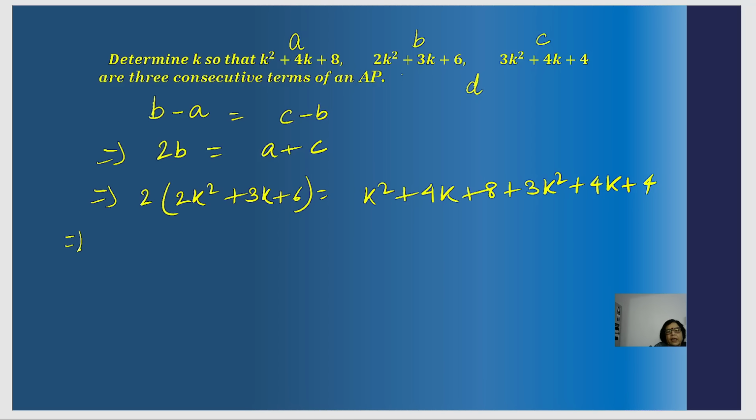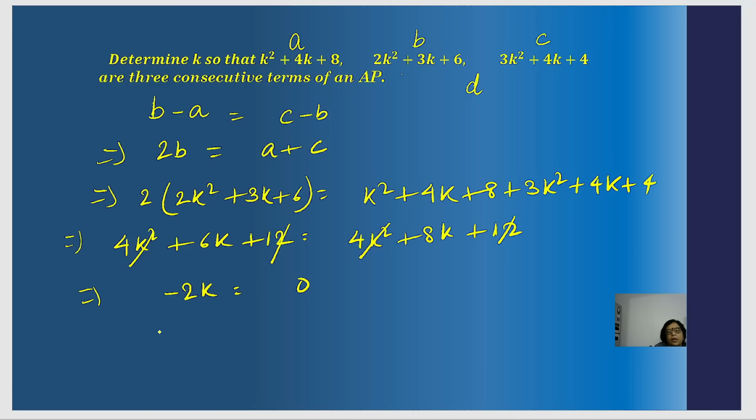Simplifying the left hand side and the right hand side, we get here 4k squared plus 6k plus 12 is equal to 4k squared plus 8k plus 12. So on the left hand side we have positive 4k square, this 4k square gets cancelled with this one, and plus 12 and plus 12 get cancelled. And now we are left only with minus 2k is equal to 0, which implies that k must be 0 in order that these three terms A, B and C are in arithmetic progression.